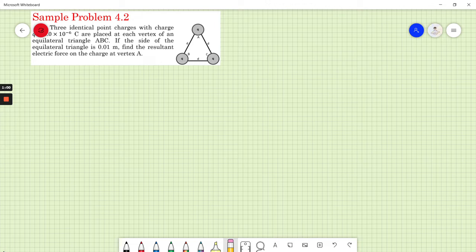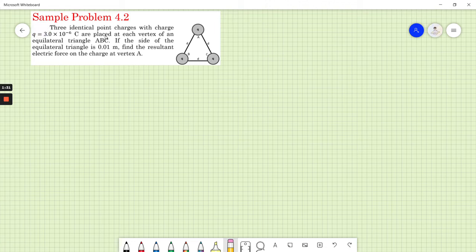From here, you would see that instead of having three charges with different charges, what we have is still three charges, but as you can see, identical point charges. So what we have here is a little different. Moreover, as you can see in the drawing, they're not in a straight line, they're forming a triangle. So let's read the sample problem.